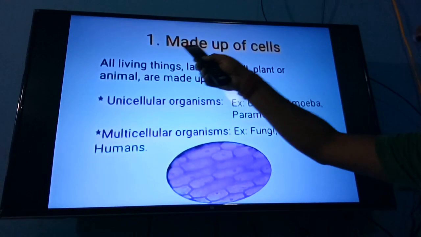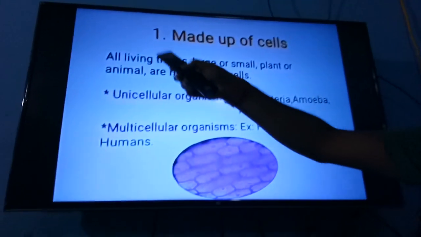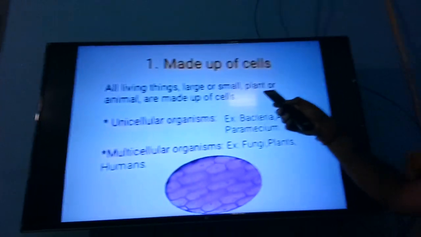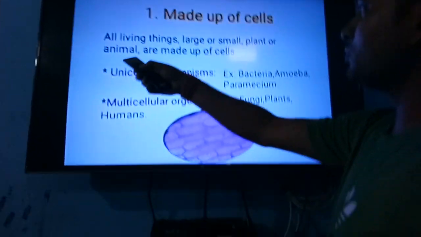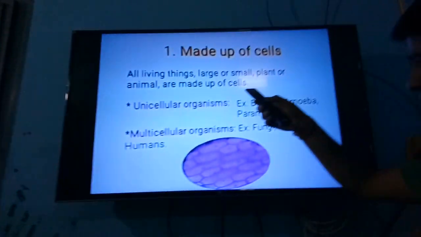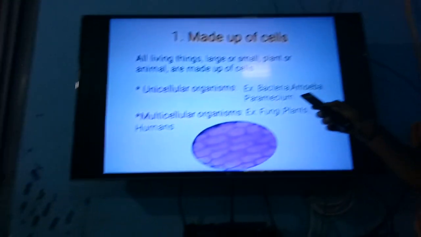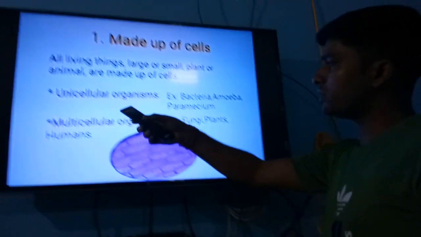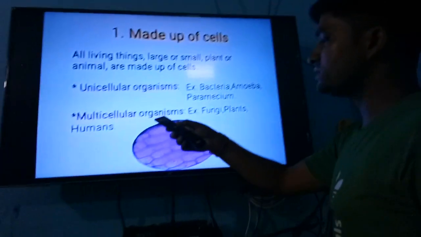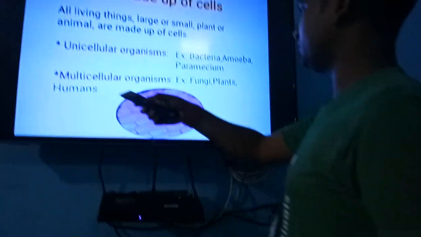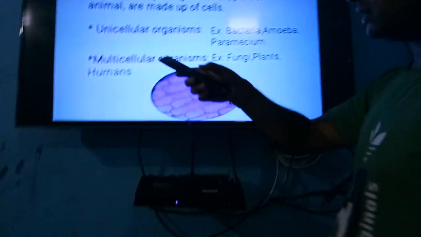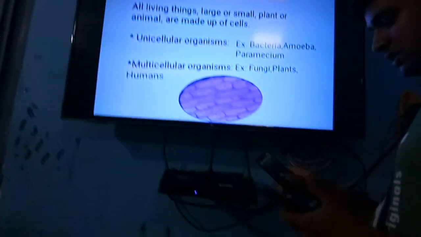First, let's go through what living things are made of: the cell. All living things, large or small, plants or animals, are made of cells. Unicellular organisms, for example bacteria, amoeba, paramecium. Unicellular means one cell. Multicellular means more than one cell, for example fungi, plants, humans, as well as other animals.